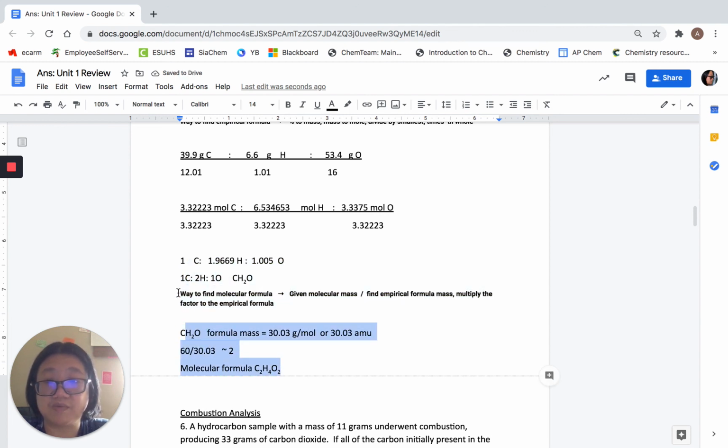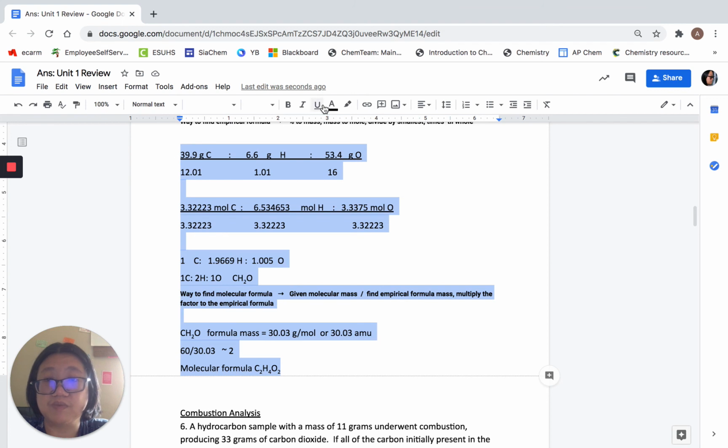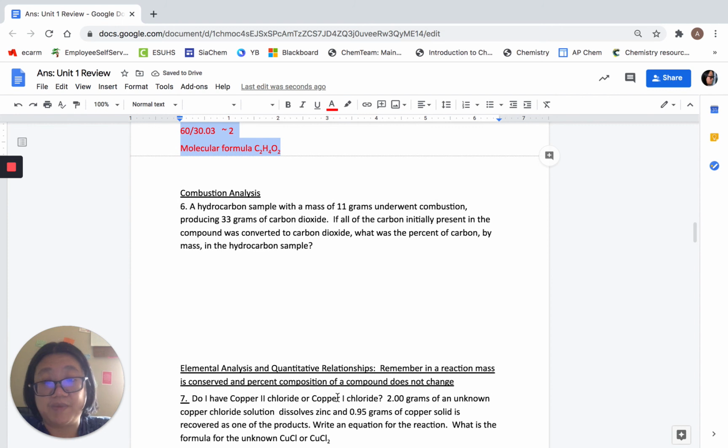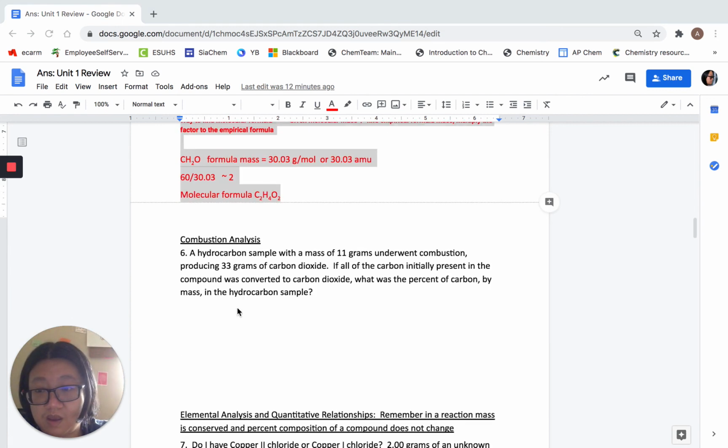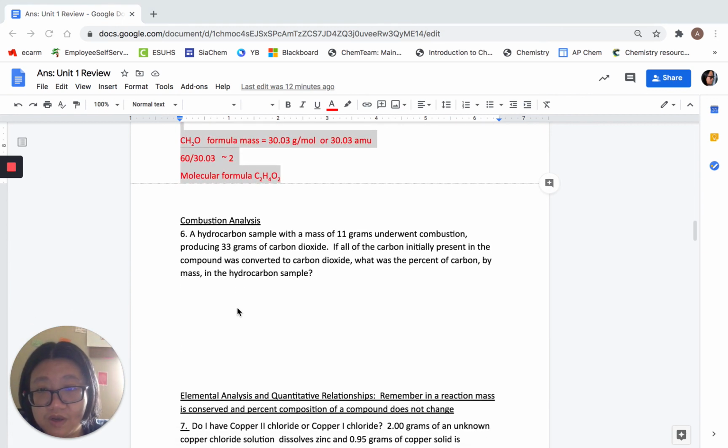Because 2 times empirical formula. Okay, so again, a way to solve this: combustion analysis. Okay, this one needs a little bit more stuff. You kind of have to do a little bit more. Okay, let's continue on a hydrocarbon. So, a hydrocarbon sample with a mass of this.